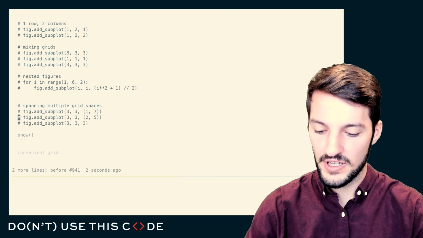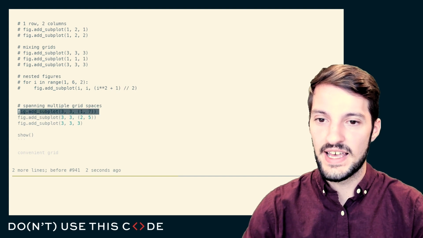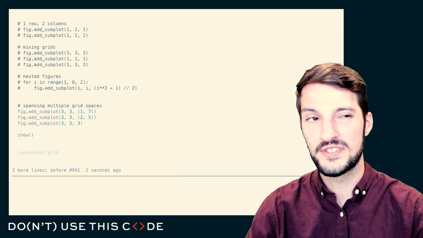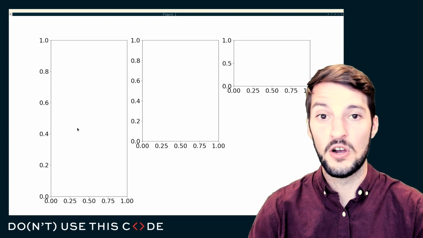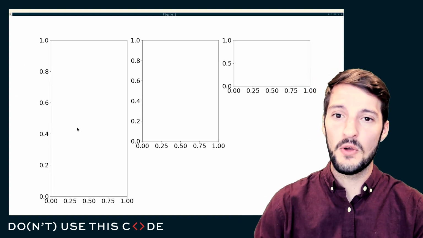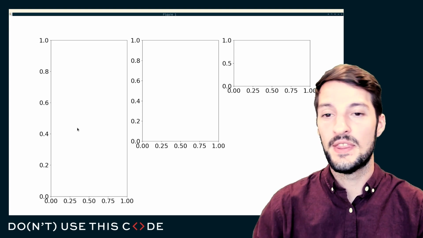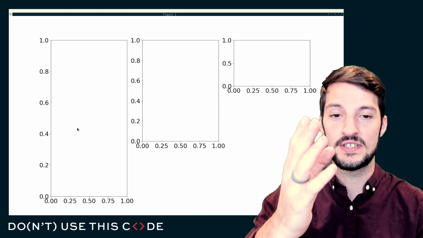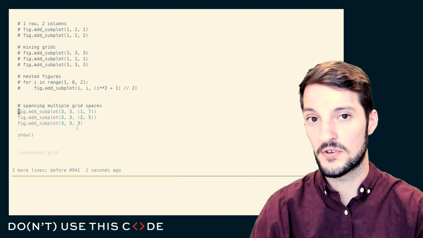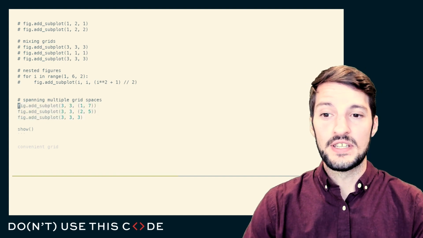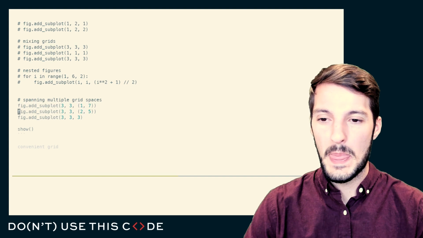Now, the thing that I really like about the grid-based system is that you can use it to span multiple rows or columns, kind of like a row or column span. And so if I wanted to create sets of axes that go from the first to third row, the first to second row, and then the first to first row, I can do that using this grid space, using tuples of indexing, I should say.